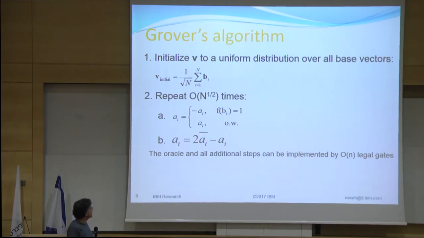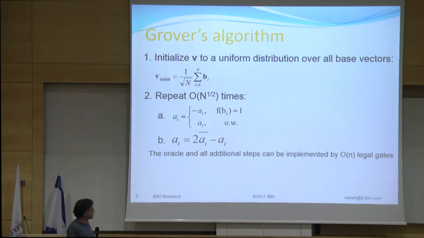The second step tells us, take the average of all the amplitudes and flip each amplitude over the average. Okay, if all amplitudes are the same, all the amplitudes remain the same. Each amplitude which is below average becomes above average, and vice versa.